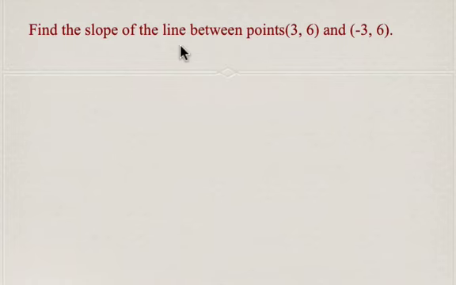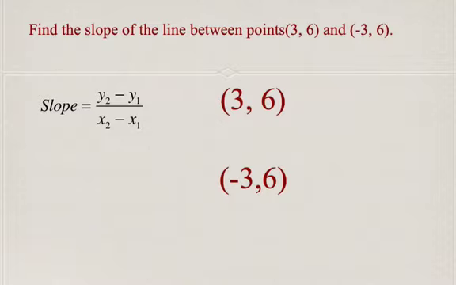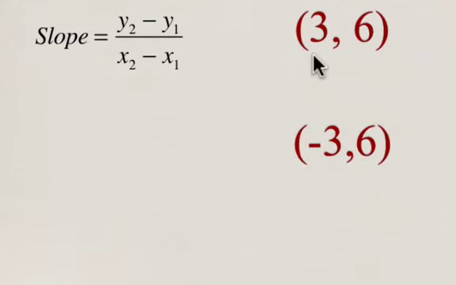And here we're asked to find the slope of the line between the points (3, 6) and (-3, 6). And so once again, start off with your equation for slope of a line given 2 points. And you sub in then for each of the variables. So y2 here is going to be 6. y1 also is going to be 6. x2 is -3. x1 is 3.